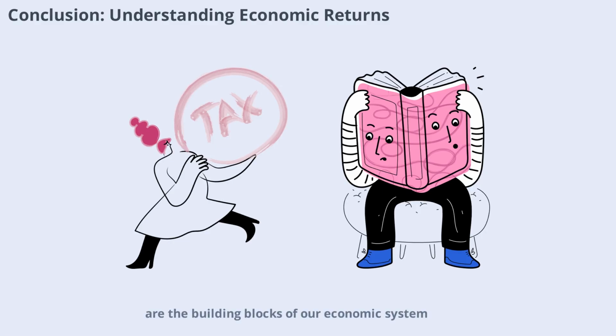Wrap up: interest, rent, and profits are more than just financial terms. They are the building blocks of our economic system. By understanding how they work and interact, you can make better decisions in your personal and professional life. Whether you're saving, investing, running a business, or simply curious about how the world works, these concepts are essential knowledge for navigating the modern economy.